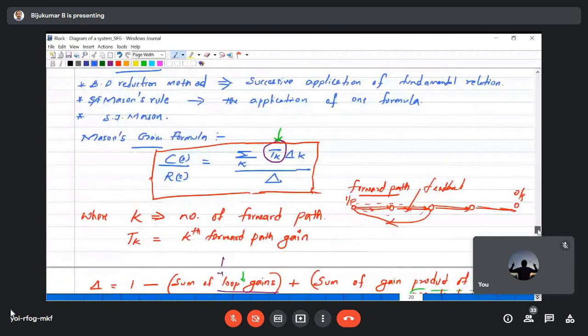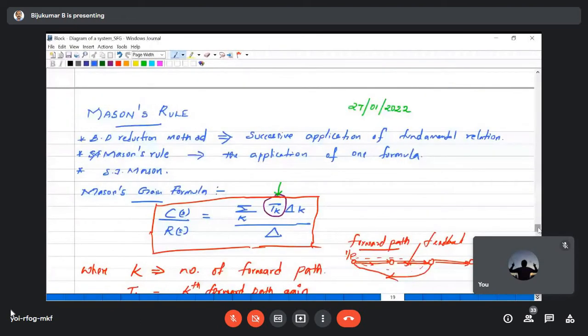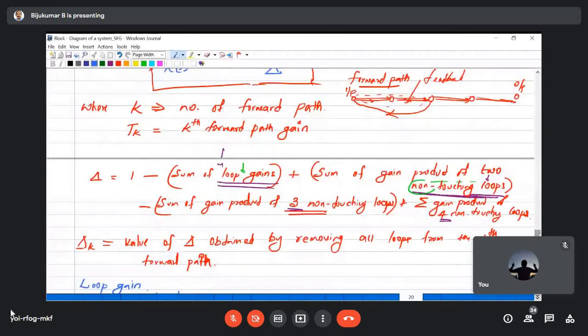That is Mason's rule. By Mason's rule, the transfer function of a system is given by sigma Tk delta k over delta, where k is the number of the forward path, Tk is the path gain, and delta can be found out by 1 minus sum of the loop gains plus sum of the gain products of two non-touching loops minus sum of gain products of three non-touching loops, and so on. And delta k is the value of delta calculated by removing all the loops from the kth forward path, that we will discuss today.